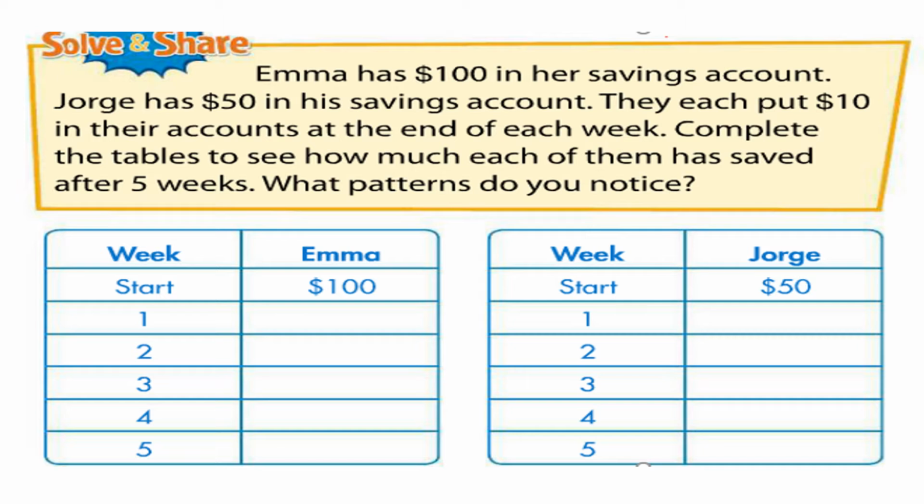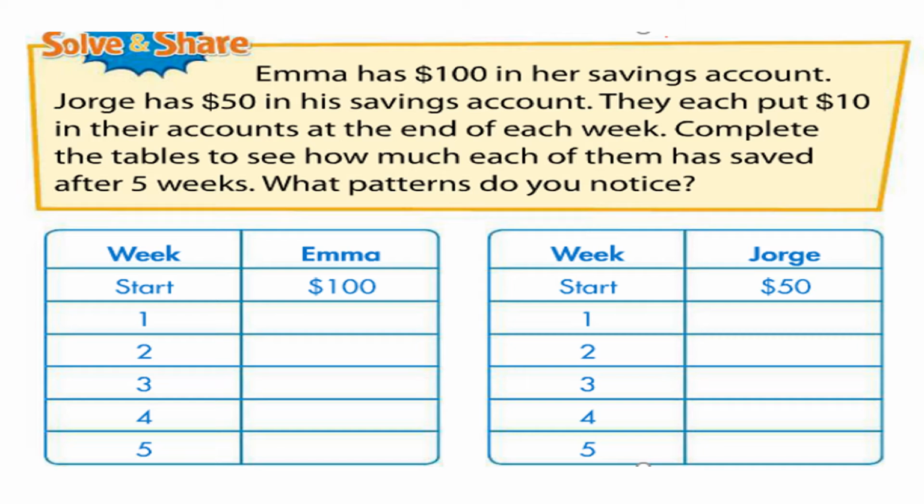He's saying in this example, Emma has $100 in her saving account. George has $50 in his saving account. They each put $10 in their accounts at the end of each week. So again, Emma has how much money here? Emma has $100 and George has $50 in his saving account. They each put $10 in their accounts at the end of each week. Complete the tables to see how much each of them has saved after 5 weeks.